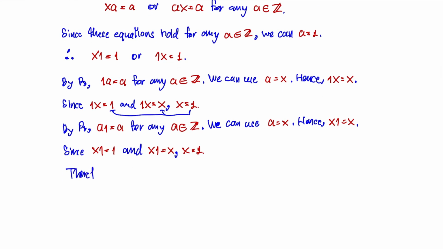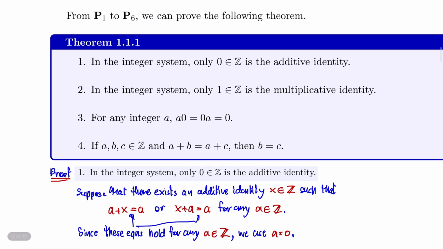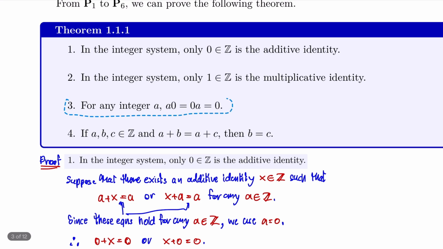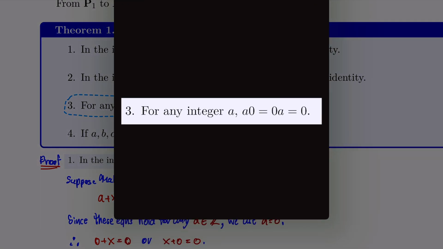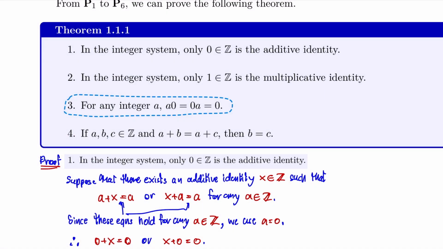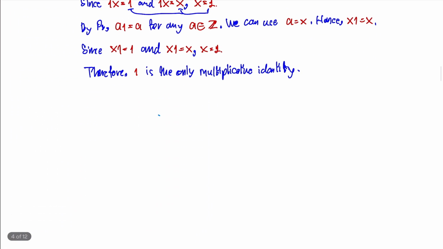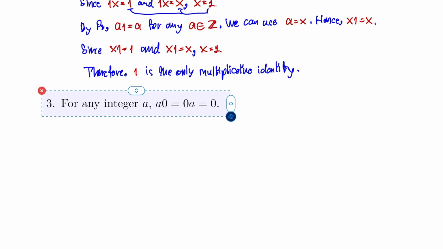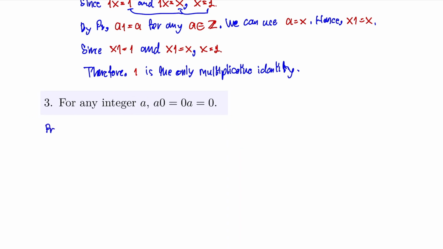So therefore 1 is the only multiplicative identity. Alright? Now let's go to the third one. The third one is that for any integer a, a times 0 equals 0 and 0 times a equals 0. Alright, so let's prove this.